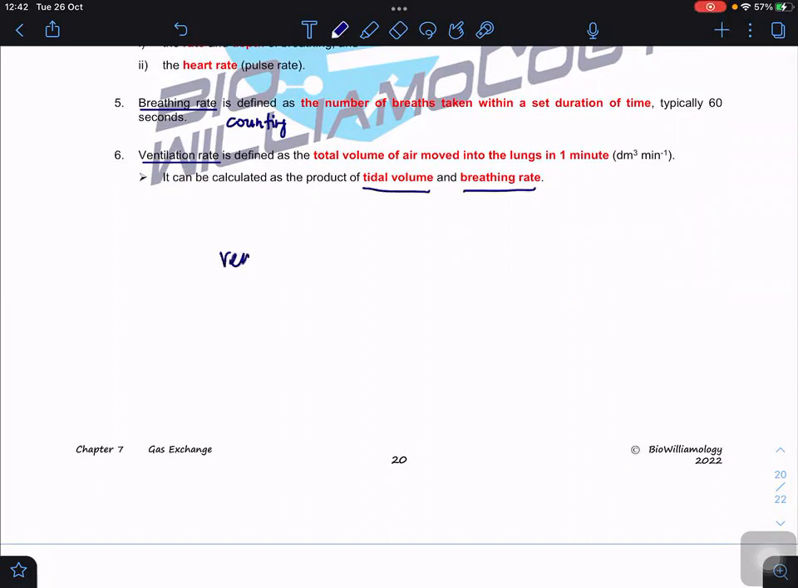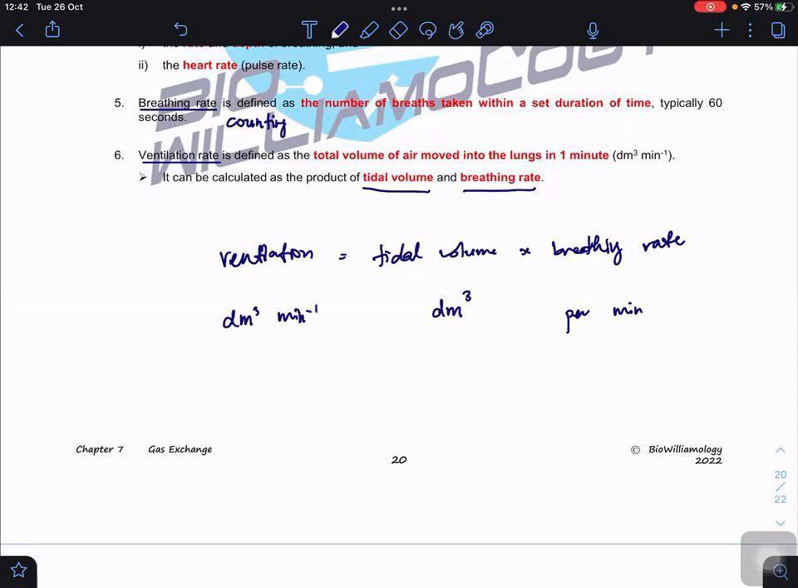So ventilation rate equals the tidal volume multiplied with the breathing rate. Are you clear? So because tidal volume will be in dm cube or cm cube, and breathing rate is per minute, therefore ventilation rate will be dm cube per minute. Okay, so that is the unit.